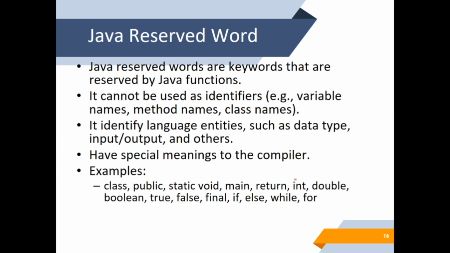What are the examples of reserved words? These are examples of reserved words: class, public, static, void, main, return, integer, double, boolean, true, false, final, if, else, while, for. Do you have to remember the reserved words? The answer is yes. If they ask you for an example of a reserved word, the easiest way to remember is to write the same as the data types. Data types are the easiest examples of reserved words.